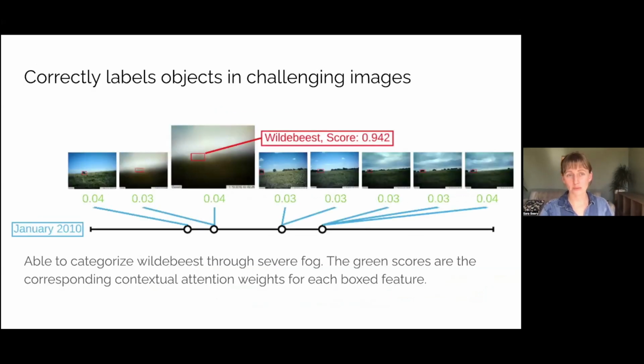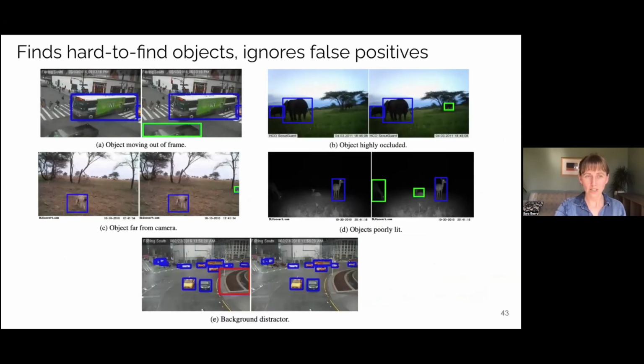We did find that we were able to correctly label objects in very challenging images. Here you can see that the attention is being paid to other examples of wildebeest on clear days as well as foggy ones in order to make that wildebeest detection. Overall, intuitively, as we'd expect, this is helping with the hard stuff.